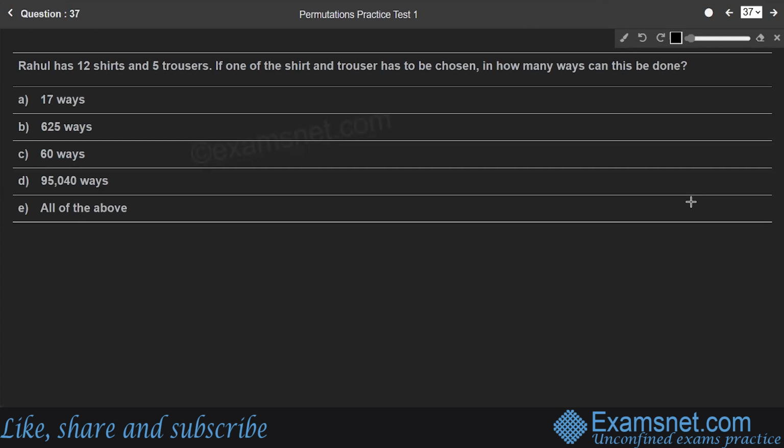Question 37. Rahul has 12 shirts and 5 trousers. If one shirt and one trouser have to be chosen, in how many ways can this be done? Very easy question, students. There are 12 shirts and 5 trousers. So one of the shirts and one of the trousers have to be chosen. We have to choose one shirt out of 12 shirts, and one trouser out of 5 trousers. In how many ways can this be done?